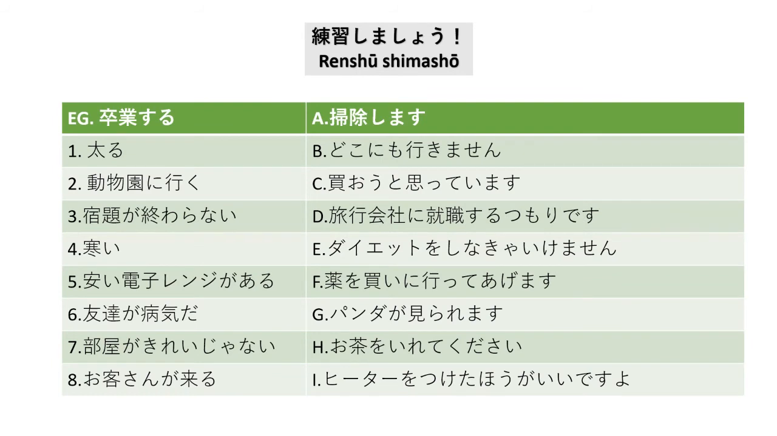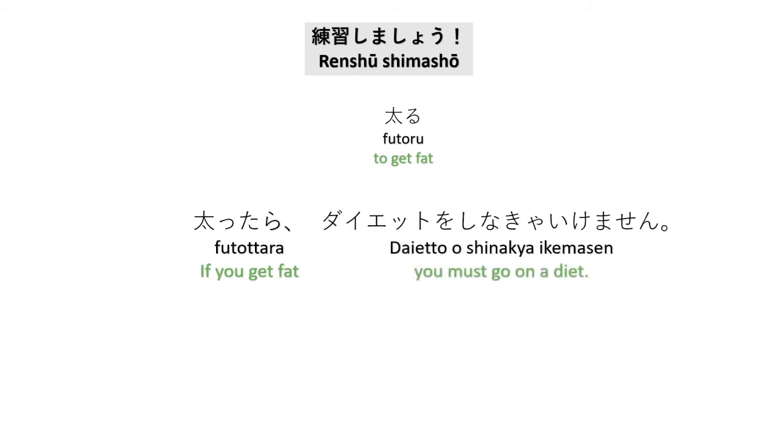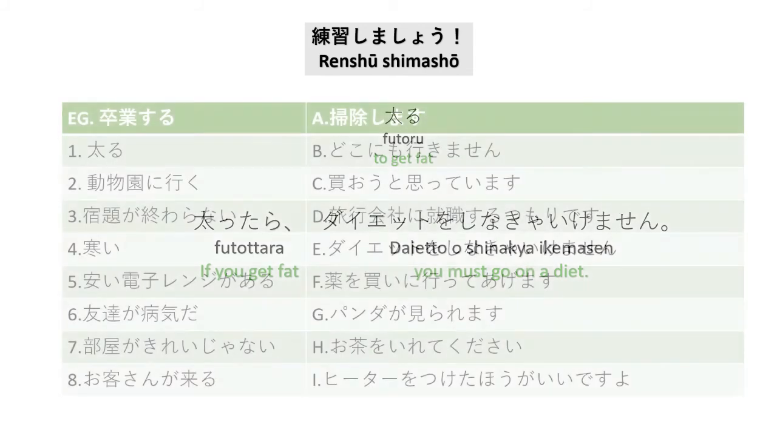Now let's try answering the other 8 items. Next, we have futoru. Futoru is to become fat. Alright, so its partner is to do diet. Must do diet. Letter E. Futottara. So futotta is the past tense. Futottara, diet to shinakia ikemasen. If you get fat, you must go on a diet.